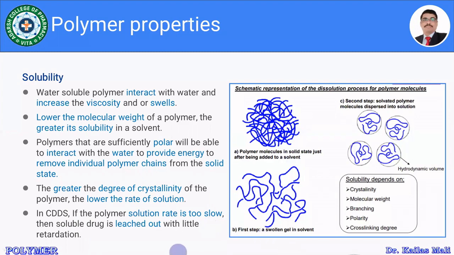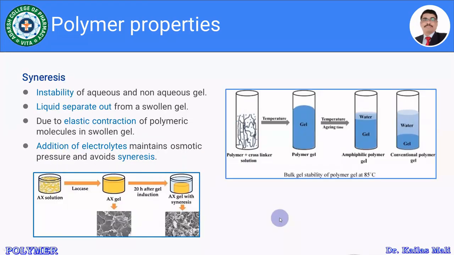Let us move towards the next. Let us see the syneresis. So what is meant by syneresis? It is one of the important properties of the polymeric gel, that is, gel instability. It is the instability of aqueous and non-aqueous gels, in which the liquid separates out from the sol-gel. Say for example, look at the figure.